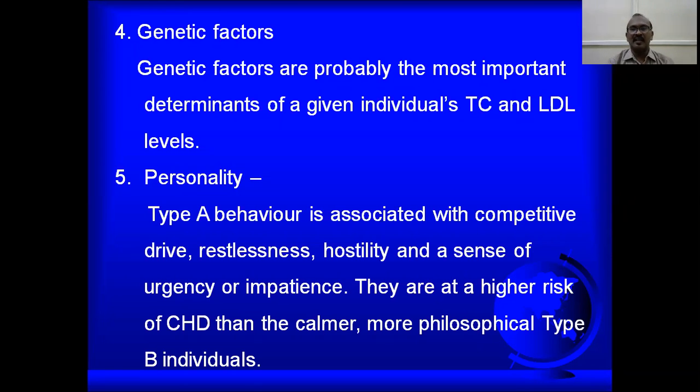These people are at a higher risk of CSD than the more sober, calmer, and more philosophical type B individuals. Type B personality people are calmer and more philosophical. They just wait for anything to decide, and they are not restless. They are at peace with themselves. So they are at less risk of CSD compared to people with type A behavior or type A personality.